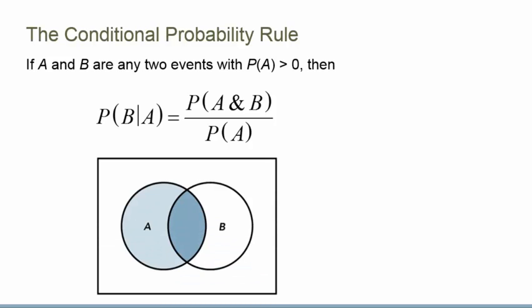To look at this visually, we have a rectangle for our universe. Then we have circle A and circle B, and they intersect. With conditional probability, the sample size goes from our total frequency to just the frequency of A. Then our numerator is the number of outcomes that A and B share.